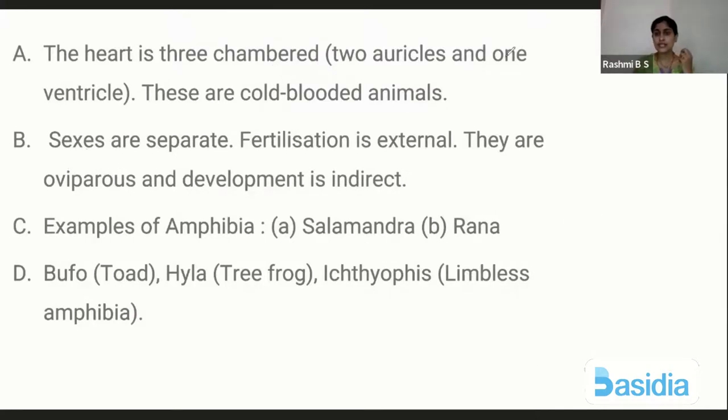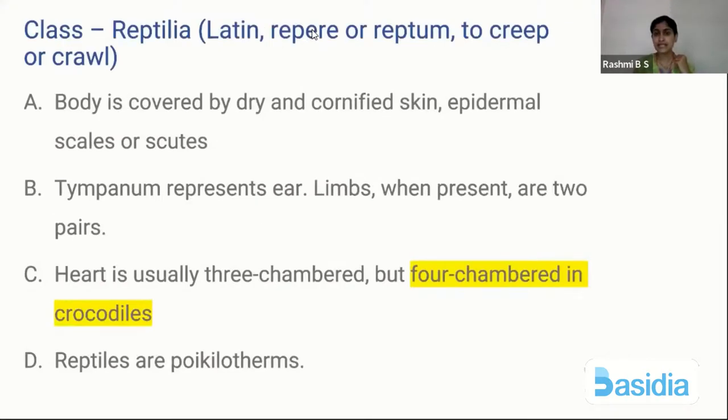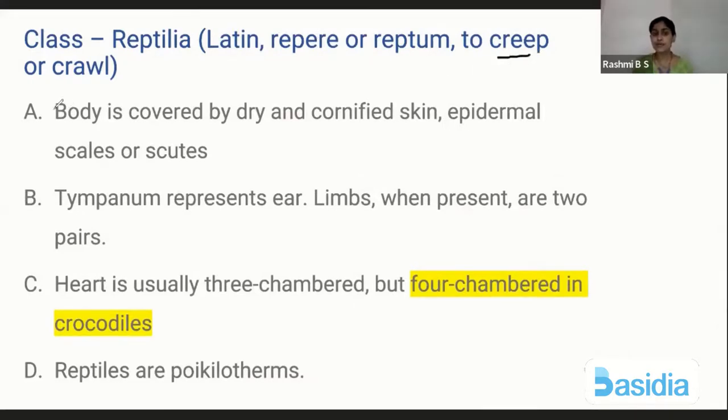So let us go to the next class after amphibia, which is reptilia. What is reptilia? Reptilia in the Latin language means to crawl or to creep, hence the name reptiles. The body is dry and is covered by dry and cornified skin, children. Cornified means, you know, look at crocodiles.